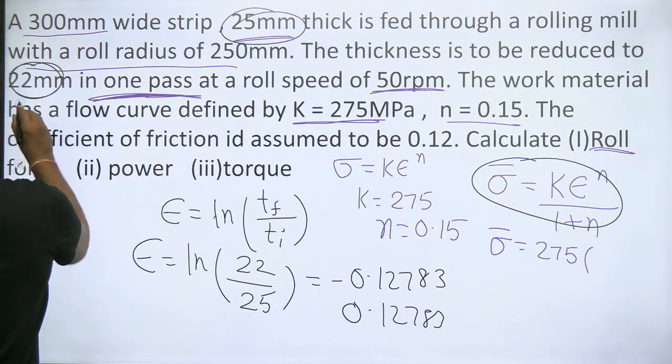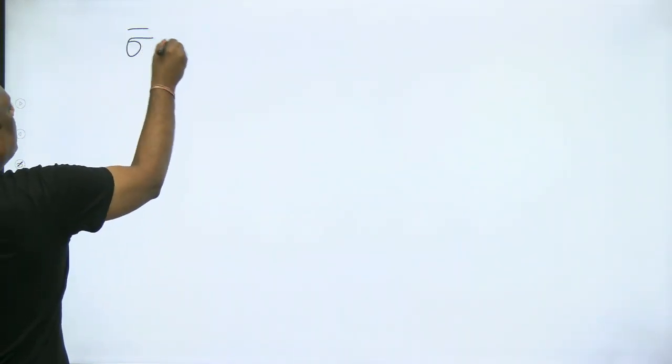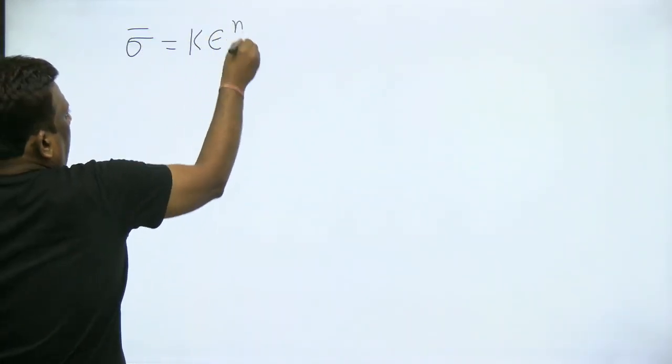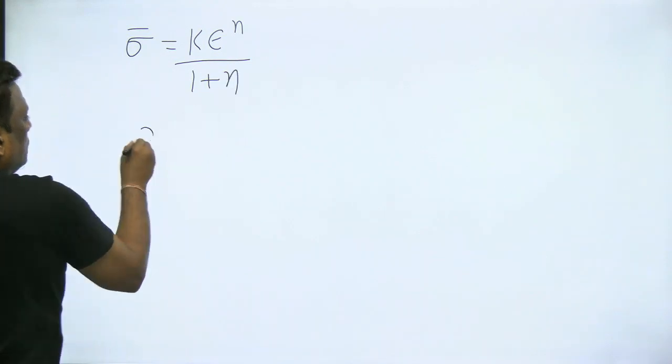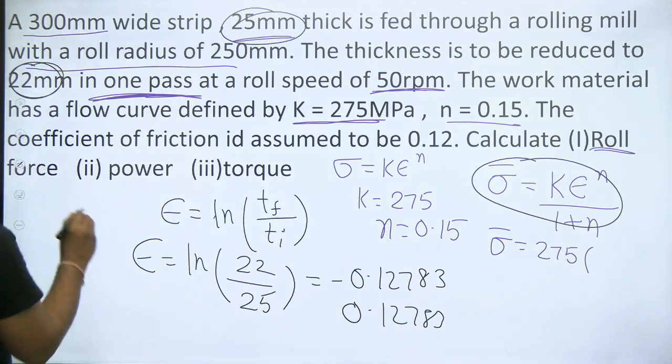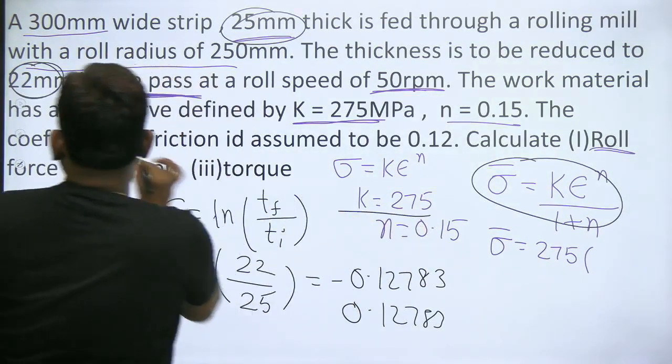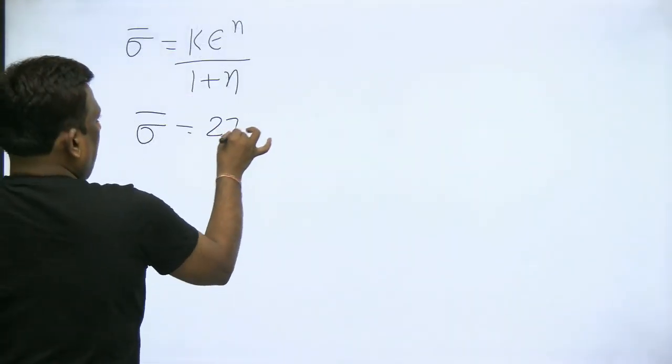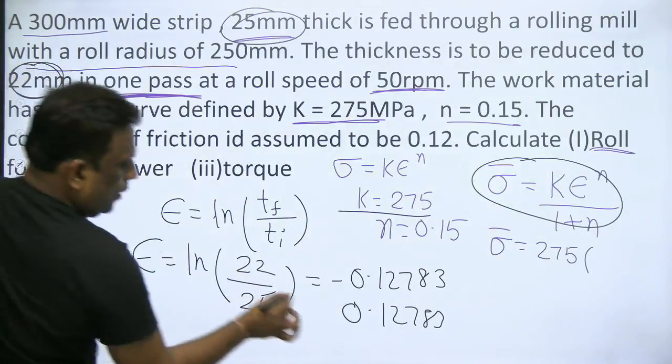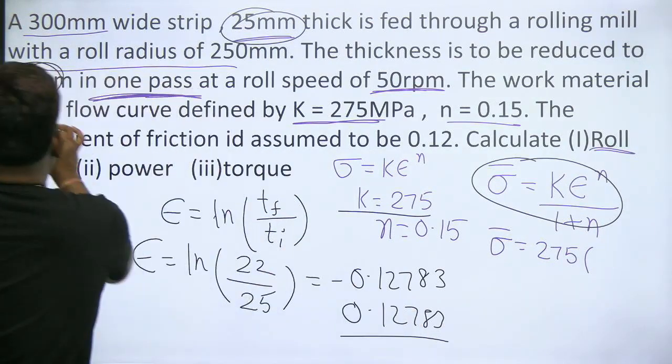So can I calculate sigma dash? Yes, I can calculate sigma dash. How do I calculate sigma dash? Sigma dash is equal to K epsilon to the power n by 1 plus n. So sigma dash is equal to K, which is 275, epsilon. What is epsilon? 0.12783.